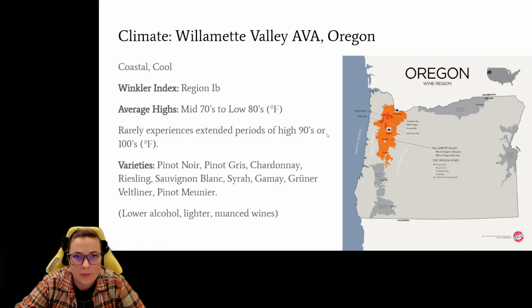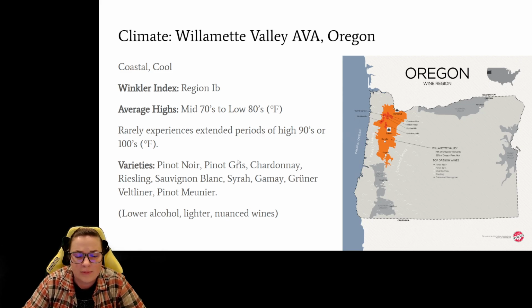Okay, so here's an example of a cool climate versus a hot climate, right? This is the Willamette Valley in Oregon. This is the wine region here. As you can see, it's pretty darn close to the coast. So this is a region 1B. This is quite cool. Their average highs from the growing season are anywhere between the mid-70s and the low 80s degrees Fahrenheit. And it rarely ever experiences periods of high 90s or 100s. Must be nice, right? So it's a great area.